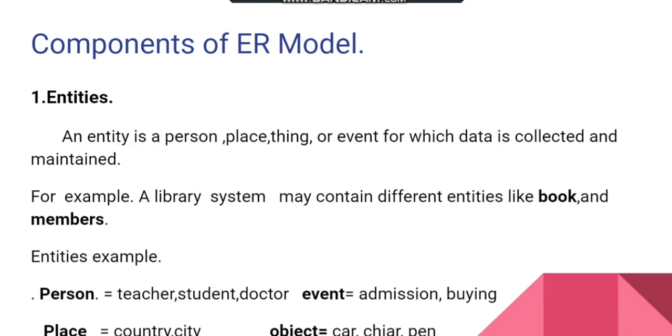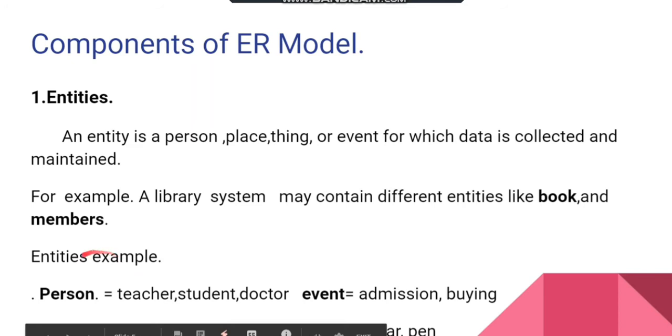So an entity may be a person, or a thing just like a book, or an event just like admission or buying. It is also called an event for which the data is collected. For example, students have attributes such as name, roll number, and father name. So these are called attributes.